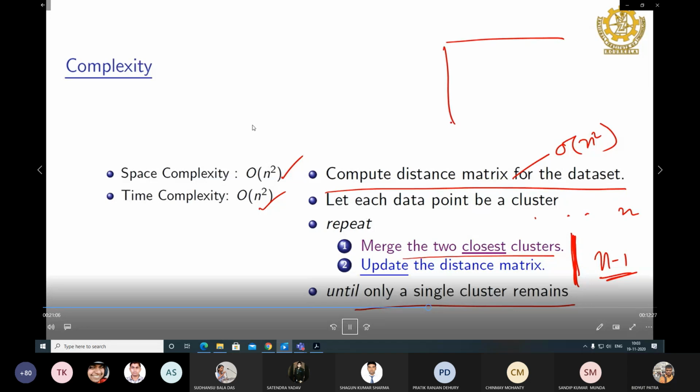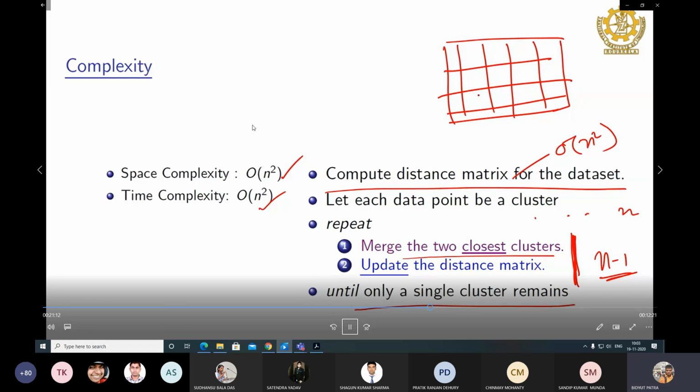Without any further data structure, what can you do? You have to merge the two closest clusters. How do you find them? You have to check all the elements here. There are order of n square elements. So searching for a minimum will take order of n square time. Each time you have to find the minimum, so order of n square time. So for this step itself, it will take order of n square time.